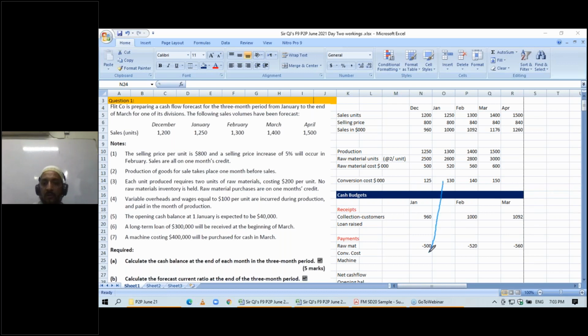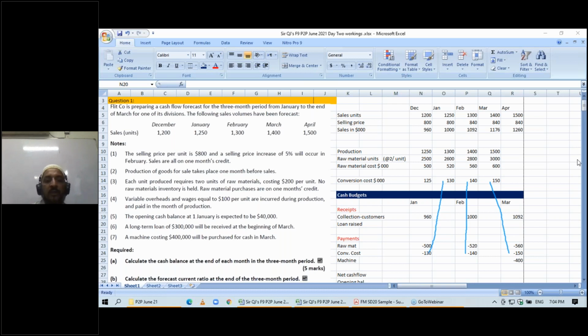January's conversion cost is 130, then February, and then March. So it's 130, 140, and 150. Then they say they have purchased a machine, note number 7, for 400,000 in cash in March. So there will be an outflow of 400,000 in March. So there will be two portions in the cash budget, the receipt portion and the payment portion first, in which will be put the receipts and payments.